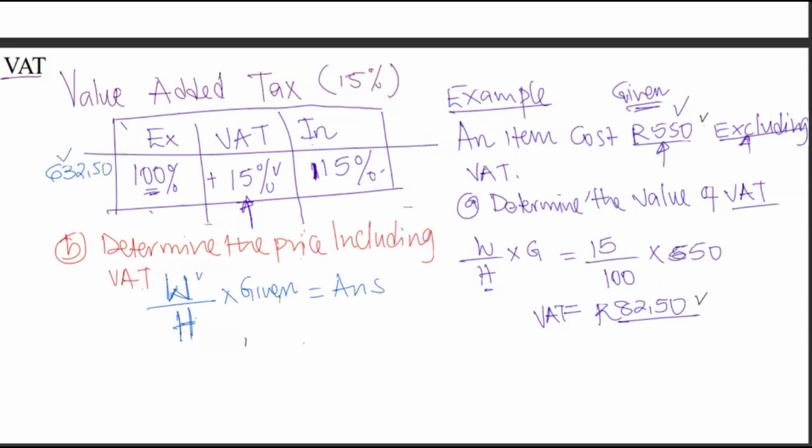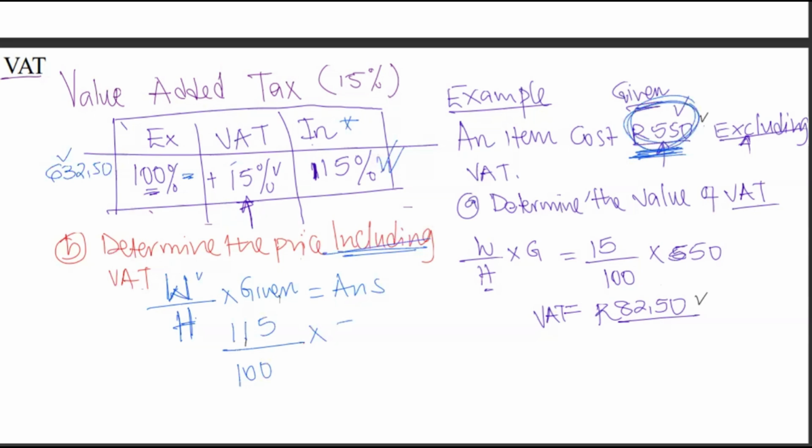So what do I want? I want including. That's what I want because we need to determine the price including. The answer should be including. So what percentage do I take? I take 115. Please do not include the percentage sign. So I'll say 115. What do I have? Based on this question, I have excluding, which is already 100. So I'll come 100 times what's given to me.